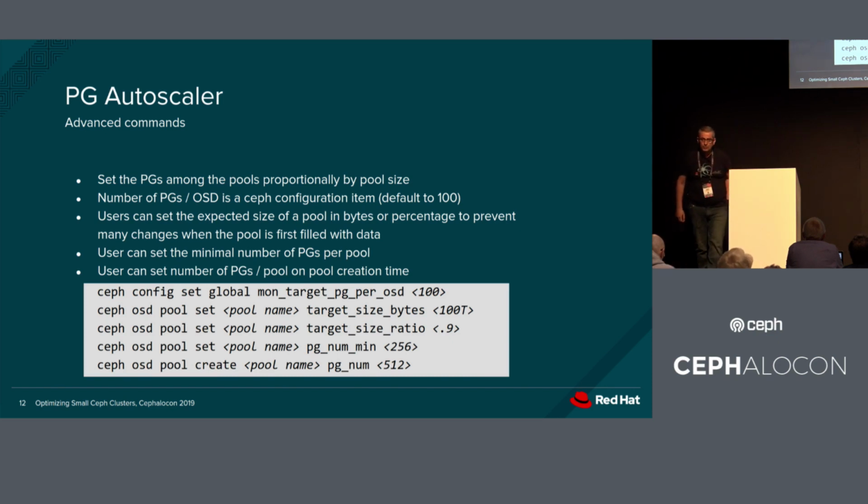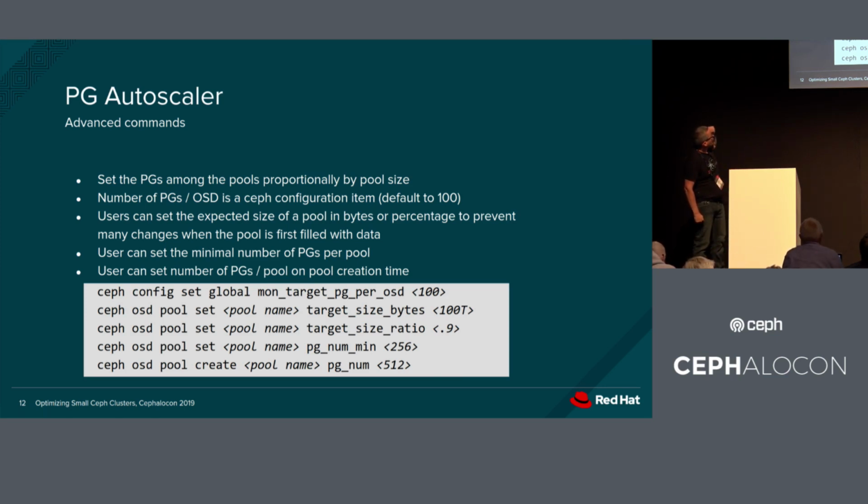Sorry, should you set that ratio when you build a new cluster if you know you will eventually fill it? Yes, yes. Especially if you use the automatic PG number, you want the expected number to be set at the beginning, because when you change the number, you need to move a lot of data. Yes.